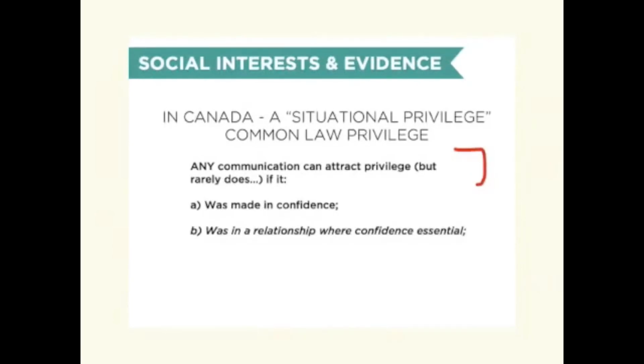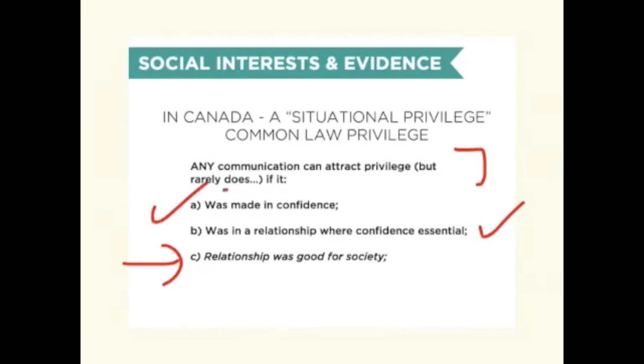Confidence has to be essential to the relationship. This one sometimes fails. When you're talking about a priest-penitent confession situation, you can see that you'll probably satisfy B, but that's not always the case. There have been a lot of other types of communications where they've said, sure, you liked confidence, but let's say 2 friends talking together and discussing matters and say, well, let's keep this quiet. It's not clear that confidence is essential to the relationship. If we're going to keep this material from coming forward to the court, we have to be sure that the relationship is good for society. So most of the relationships I've suggested earlier are easily passed through these three first criteria.